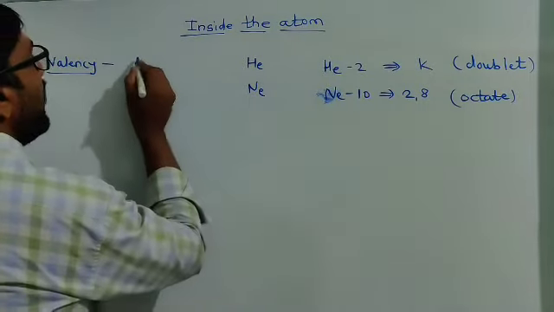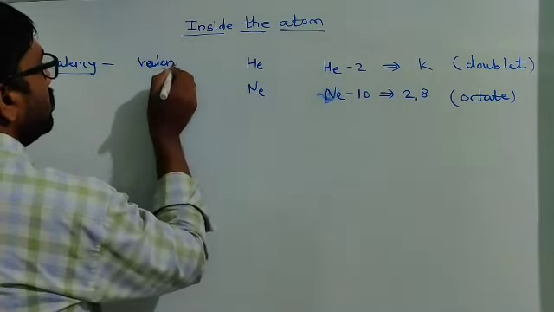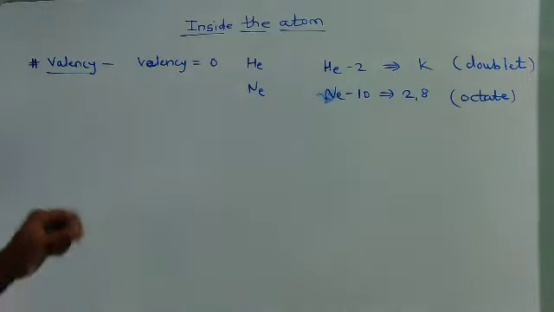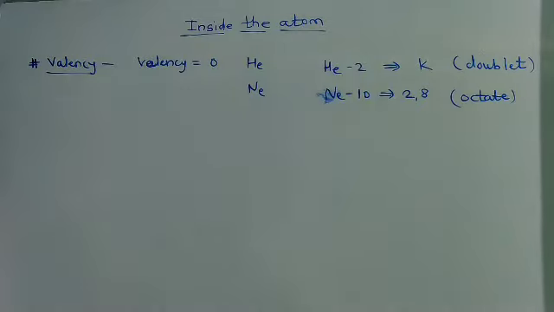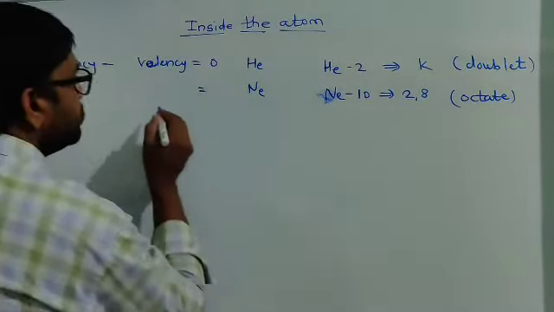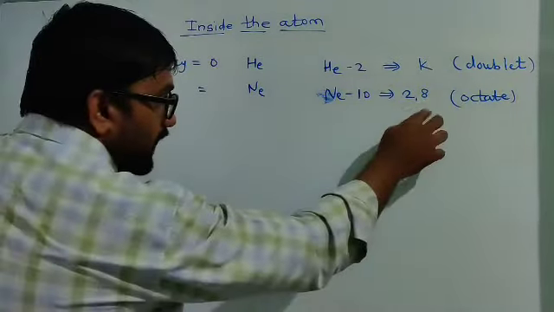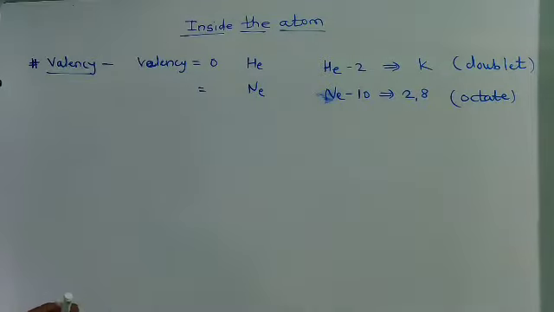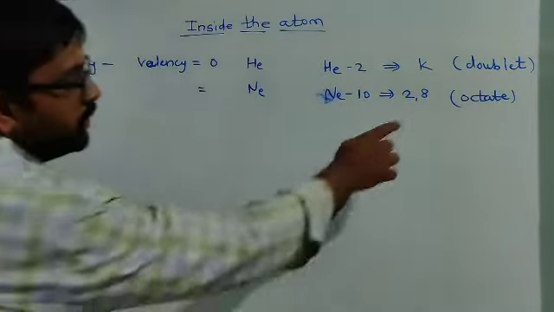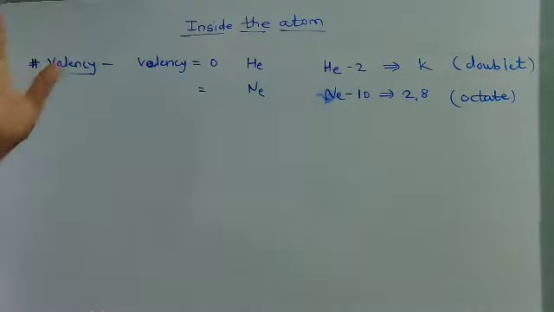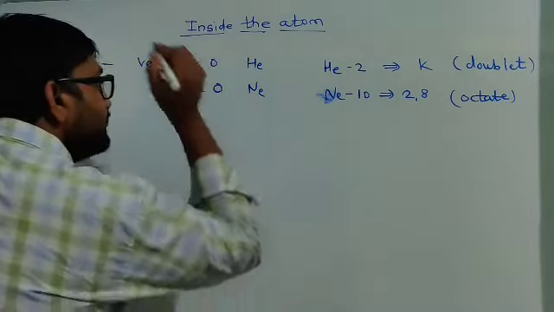Now in this case the valency is 0. When the outermost shell is completely filled, then the valency of such an element is how much? 0. Now in the case of neon, what happened here? Neon is 2, 8. Again, the outermost shell is the L shell, and we know the maximum capacity of the L shell is how much? 8 electrons. So here 8 electrons are in the outermost shell. So this outermost shell is also completely filled, then its valency is 0.